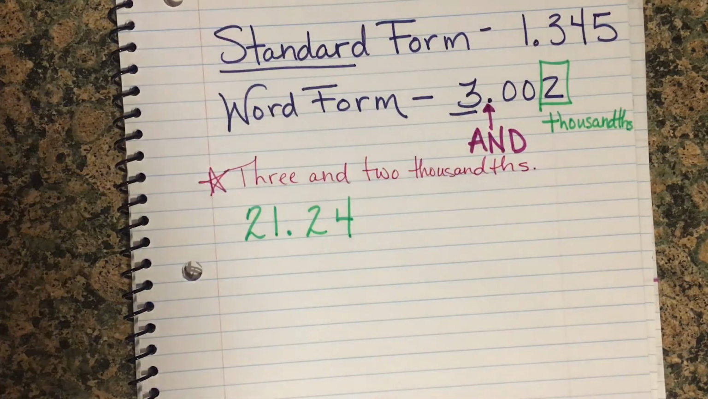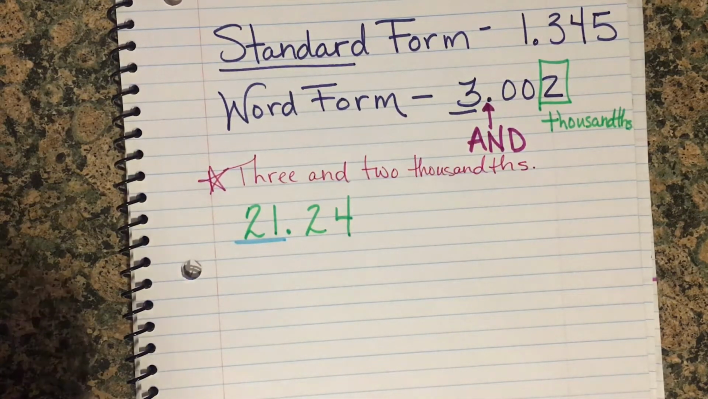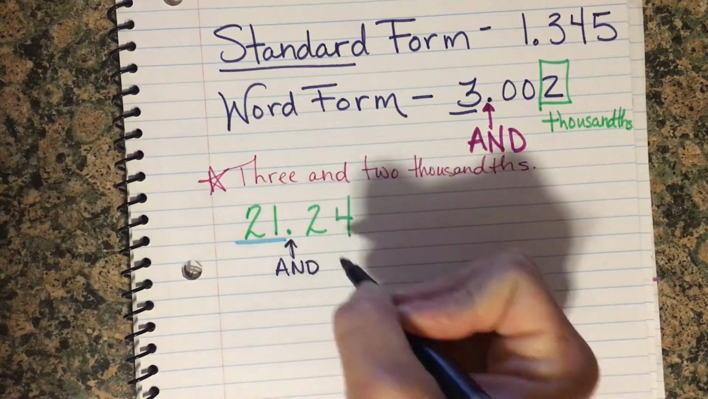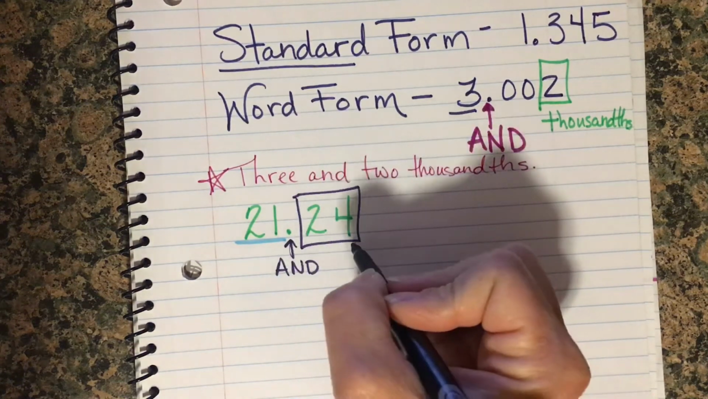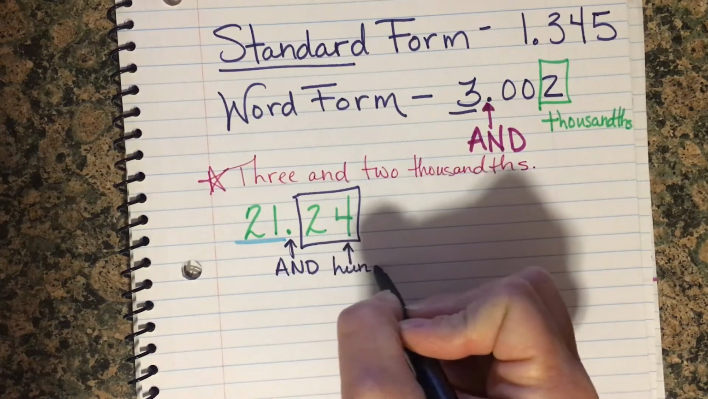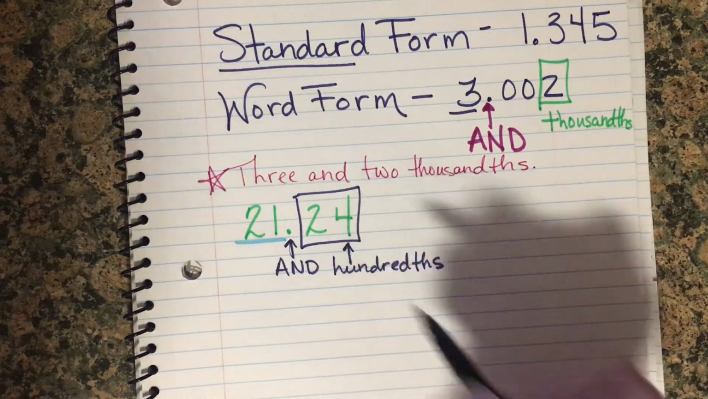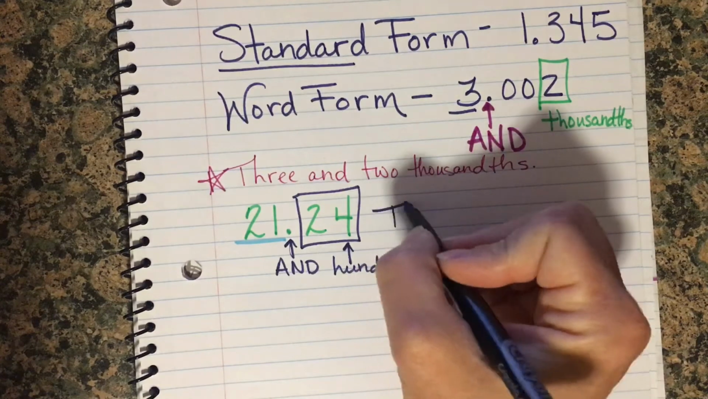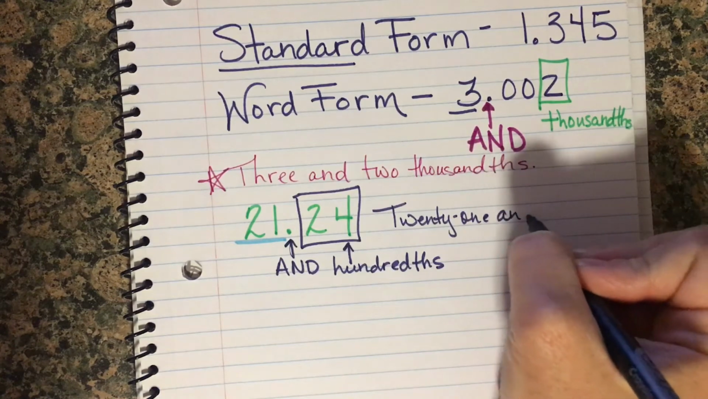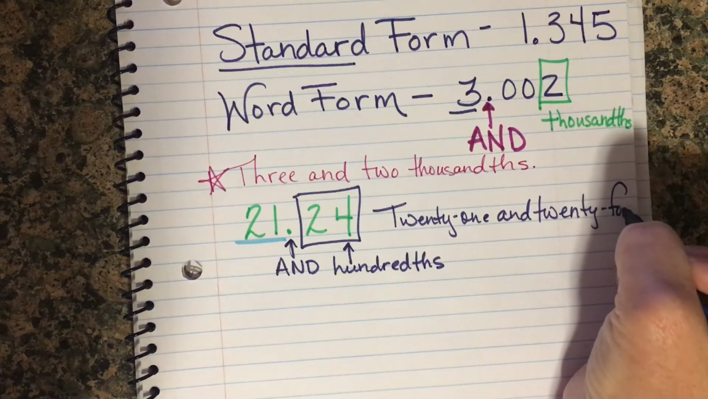I'm going to read whatever comes first, 21. When I see the decimal, I'm going to say and. Then I read what's after the decimal here, 24. And this place value spot is the hundredths. So that's what I say at the very end. Wherever you land at the end is what you say. So this is 21 and 24 hundredths.